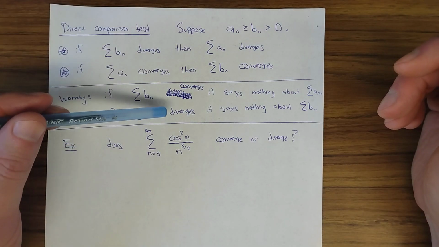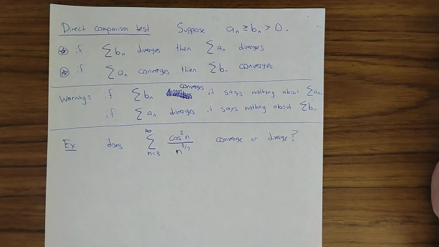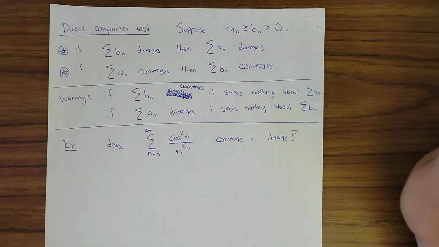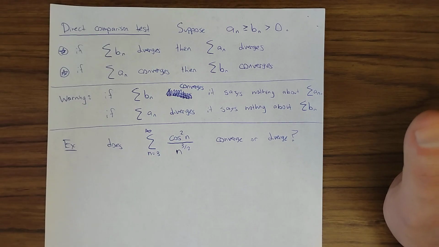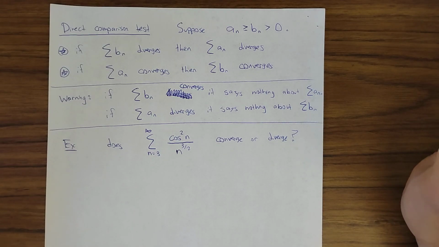Likewise, if the bigger one diverges, it doesn't say anything about the smaller one. So it's possible to think about the direct comparison test but not be able to draw any conclusion at all. That's one thing that I don't like about the direct comparison test.